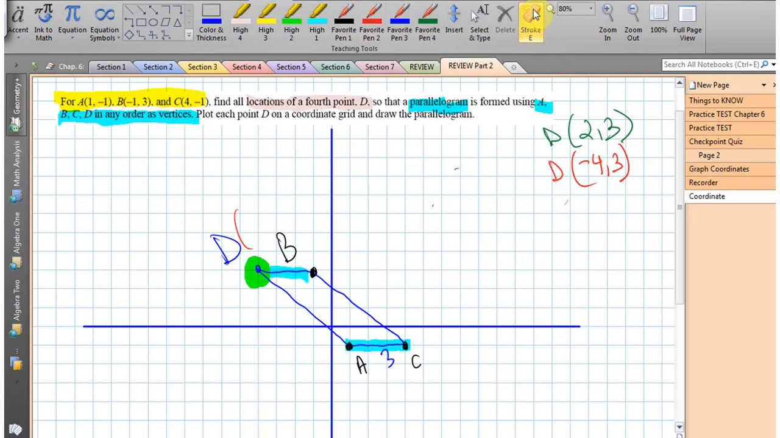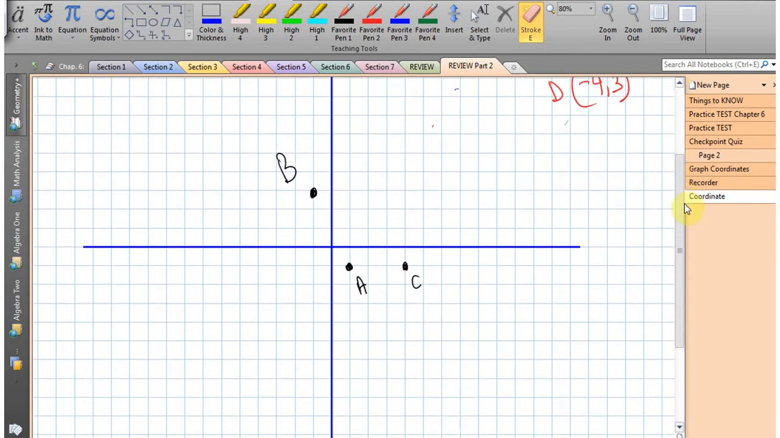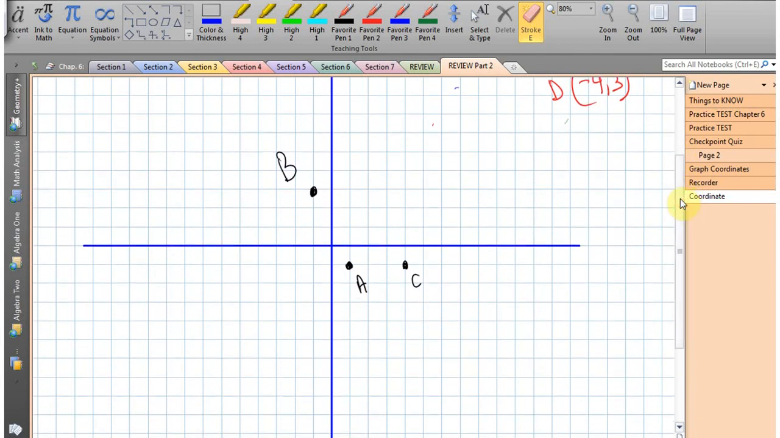Okay, so we're going to keep on exploring here. Where else are the other options for D? So this is like a thinking problem. Well, where else could D be? Well, we put D over here. We put D over here. Well, what if we put D down here somewhere?